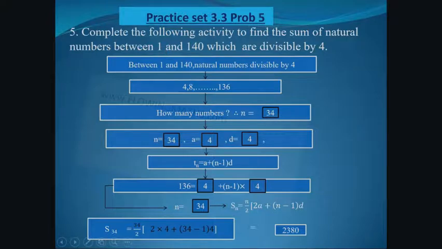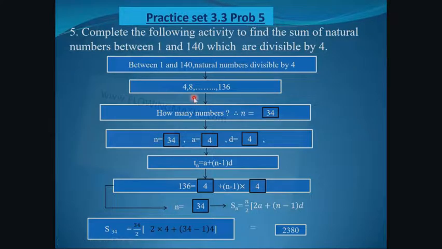1 is not divisible, 2 is not divisible, 3 is not divisible, 4 is divisible. So the first number will be 4. After that, the next number will be 8, and so on. And less than 140, 139 is not divisible, 138 is not divisible, 137 will not be divisible, 136 will be. So the last number is 136. So the series is 4, 8 up to 136.